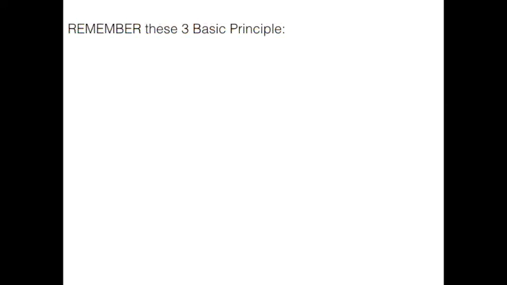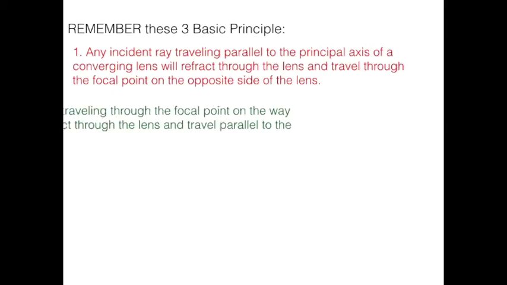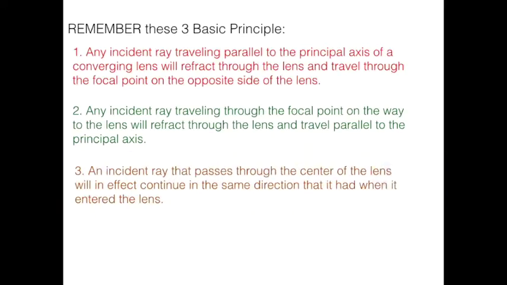We have three important basic principles when we're talking about light rays. The first principle is any incident ray traveling parallel to the principal axis of a converging lens will refract through the lens and travel to the focal point on the opposite side of the lens. Second principle, any incident ray traveling to a focal point on the way to the lens will refract through the lens and travel parallel to the principal axis. And the third one, an incident ray that passes through the center of the lens will in effect continue in the same direction that it had when it entered the lens.